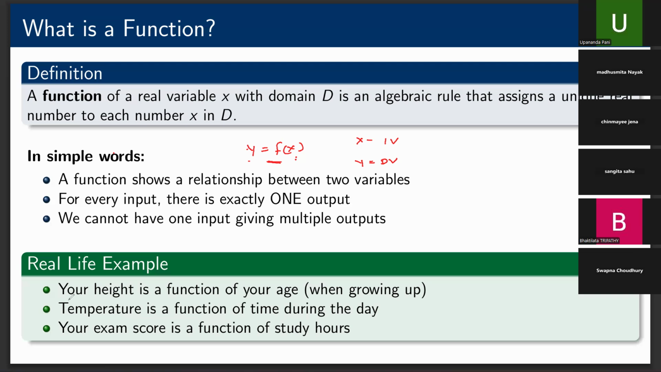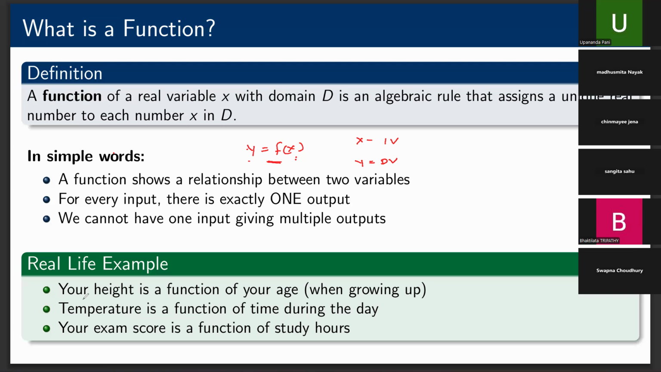Okay. Then come some real life examples. Your height is a function of your age. As you get older and older, your height is increasing. After a certain stage, your height remains constant. So we say that our height depends on our age.